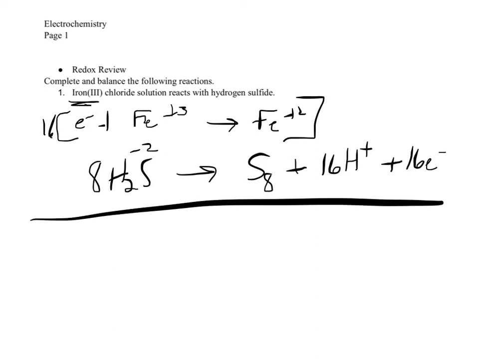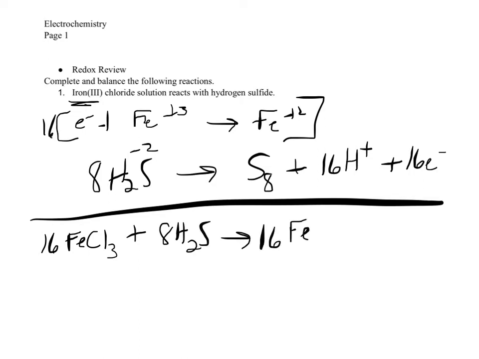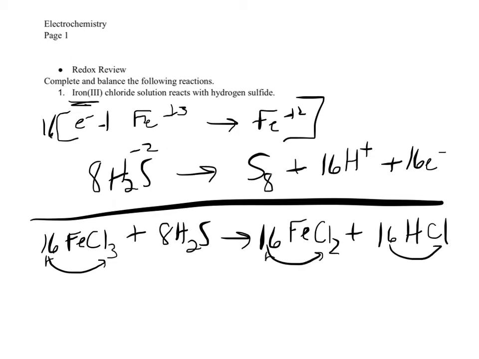So your final equation, and I know this is probably a little unconventional, is going to be 16 FeCl3, but basically looking at the parts and putting it together, plus 8 H2S yields 16 FeCl2s. So again, chlorine is the spectator ion here, and 16 HCl's. So again, 16 times 3 here, 16 times 2, plus 16 times 1 is your 48 chlorines on both sides of the equation.